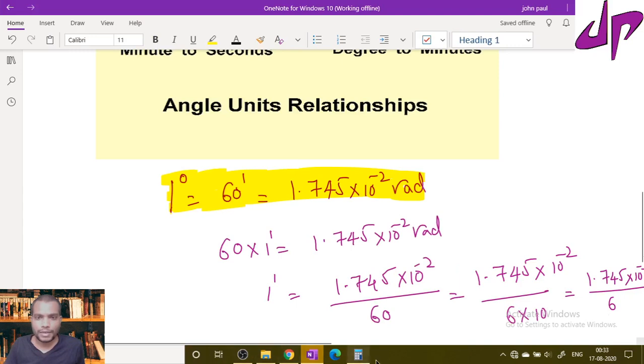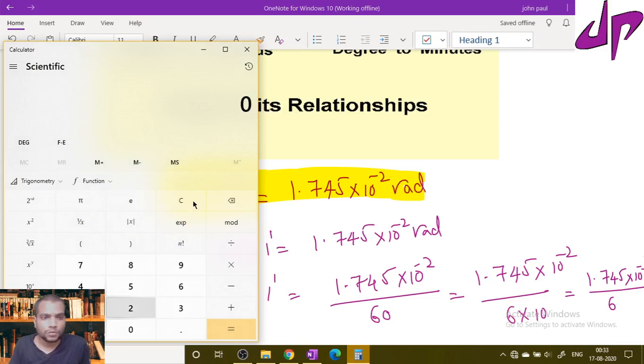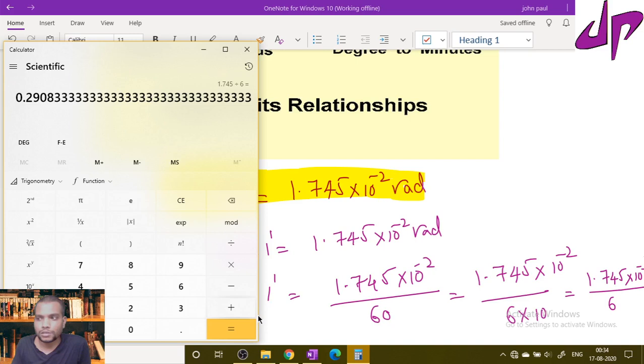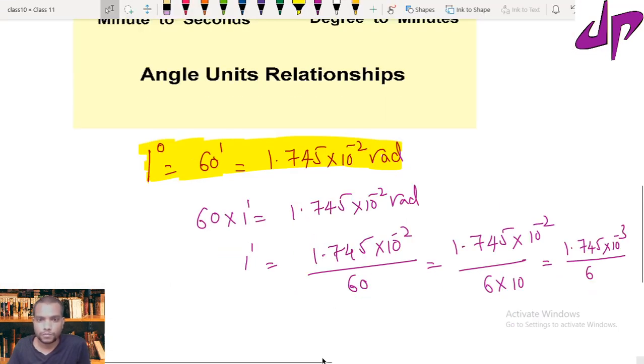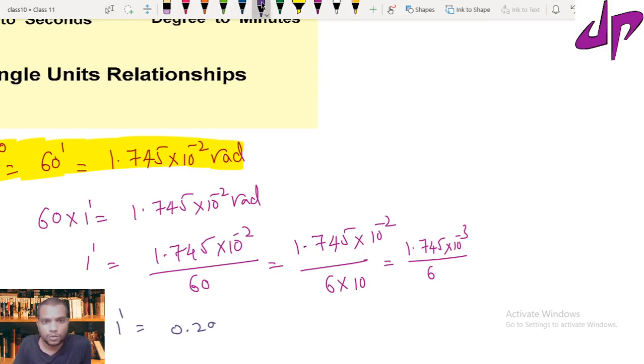If you divide that in the calculator, 1.745 divided by 6 gives me 0.2908. So I can take the value 0.290. Therefore 1 minute equals 0.290 times 10 power minus 3 radians.